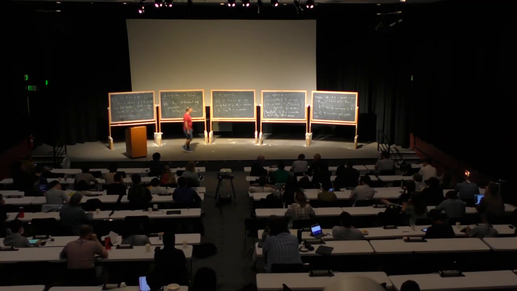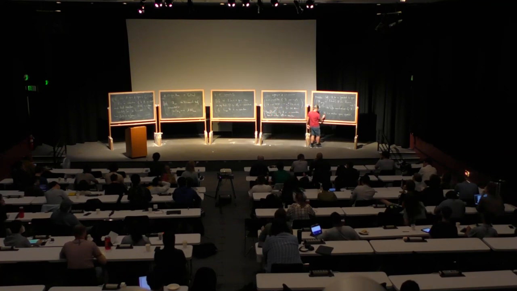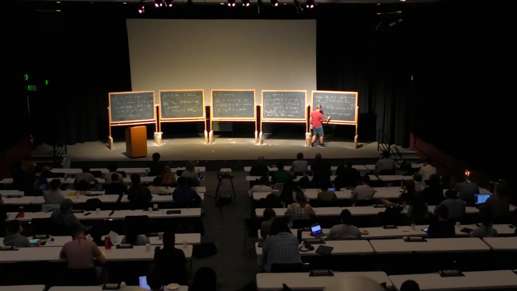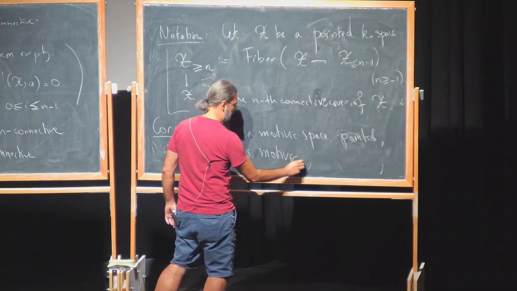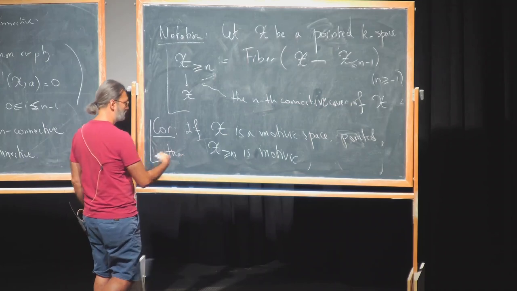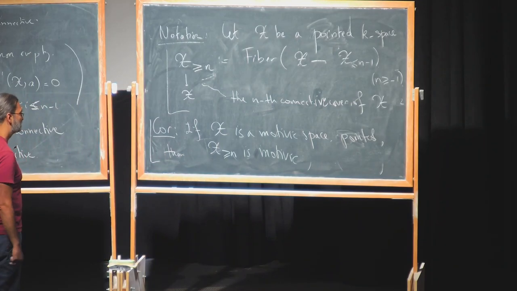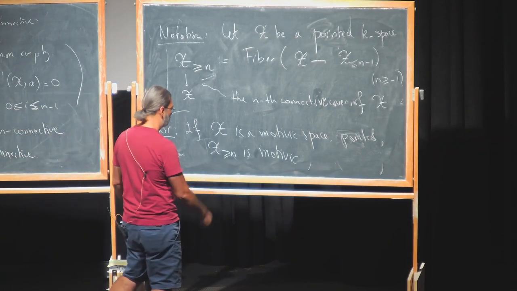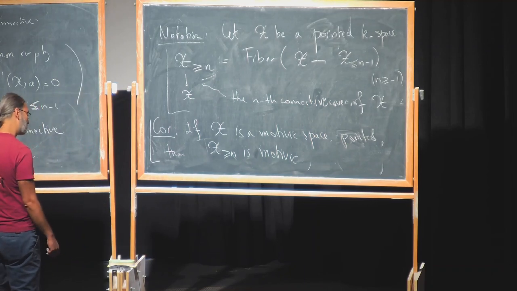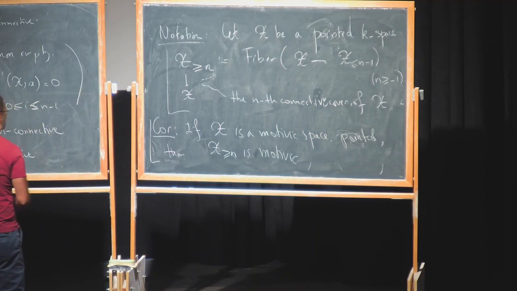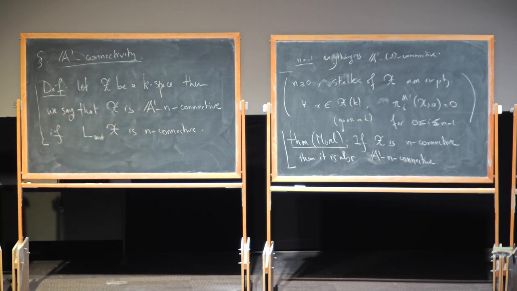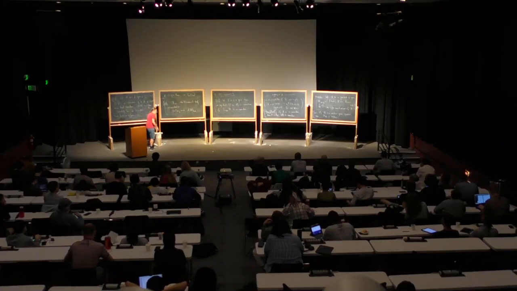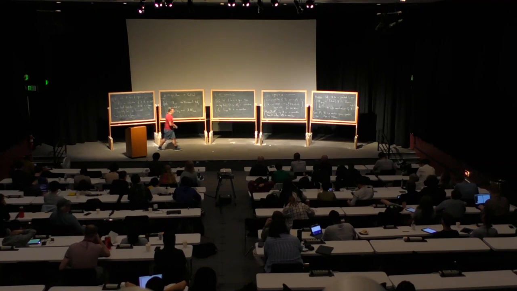Okay, so then X bigger than n is also motivic. That's nice. It's telling us that you can speak about n-connective covers in the motivic category. Let me prove this before going on. The proof is nice and easy, so I'll do it now.